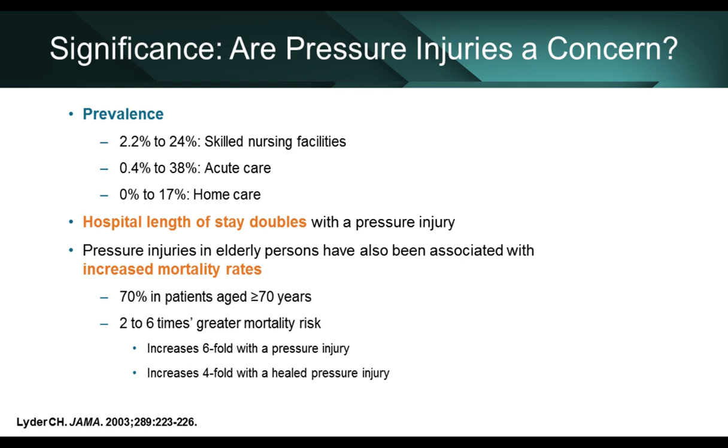People die when they get severe pressure injuries. 70% of pressure injuries occur in patients aged 70 years or older. And there's a 2 to 6 times greater mortality risk. That is just so amazing to me. Mortality increases 6-fold when there's a pressure injury documented. It increases 4-fold even when the pressure injury heals. So are they a concern? Absolutely.